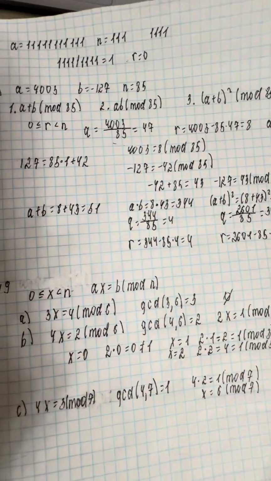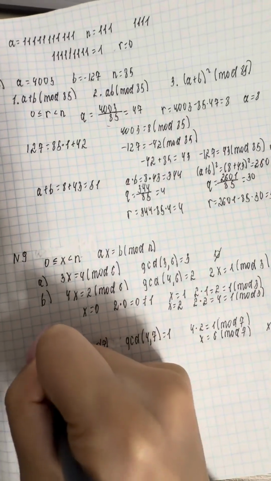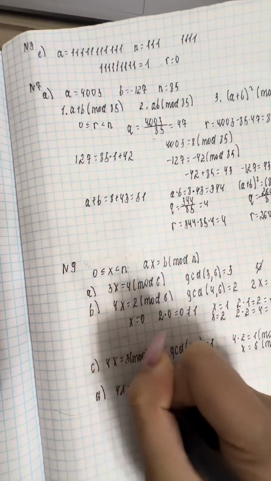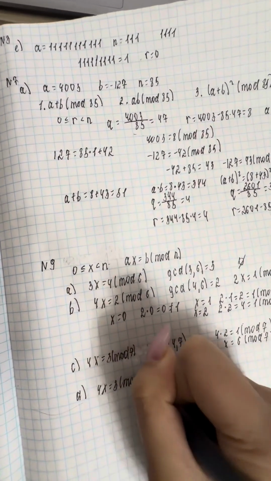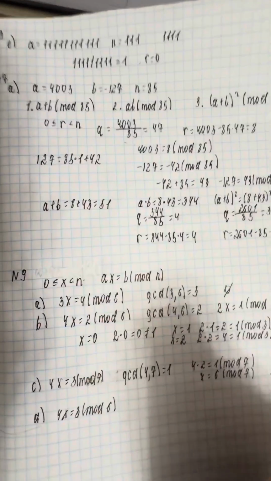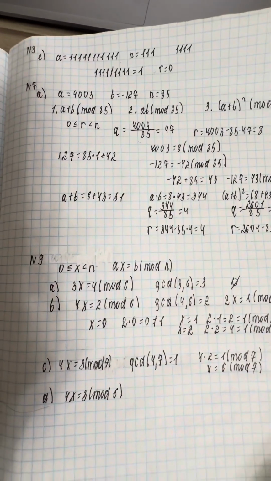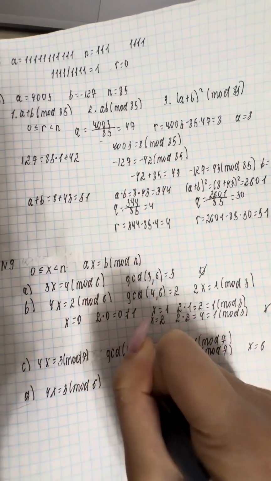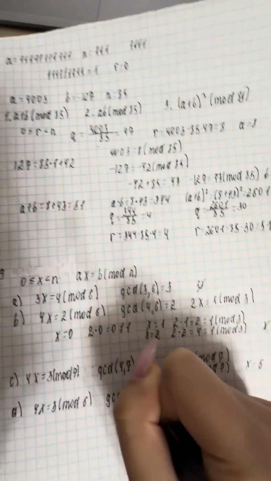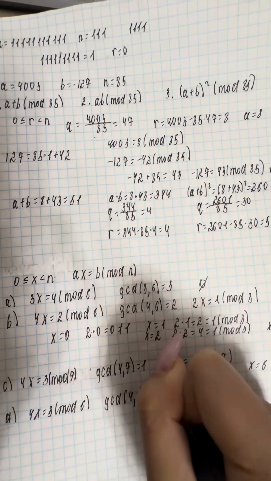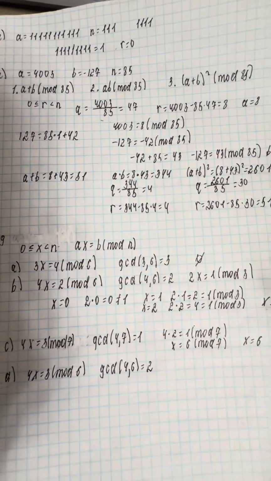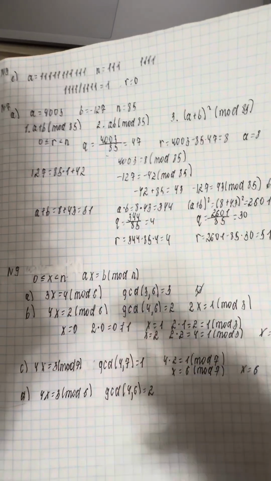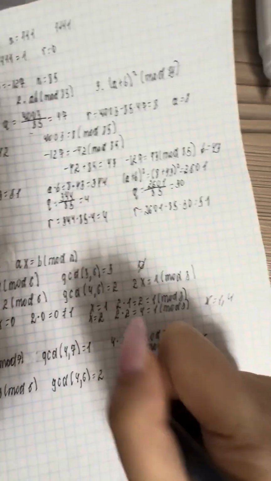The solution is x equal to 6. And part D, the last one, is 4x equal to 3 modulo 6. And we need to find the greatest common divisor between 4 and 6, which is equal to 2, and since 2 does not divide 3, they do not have a solution.